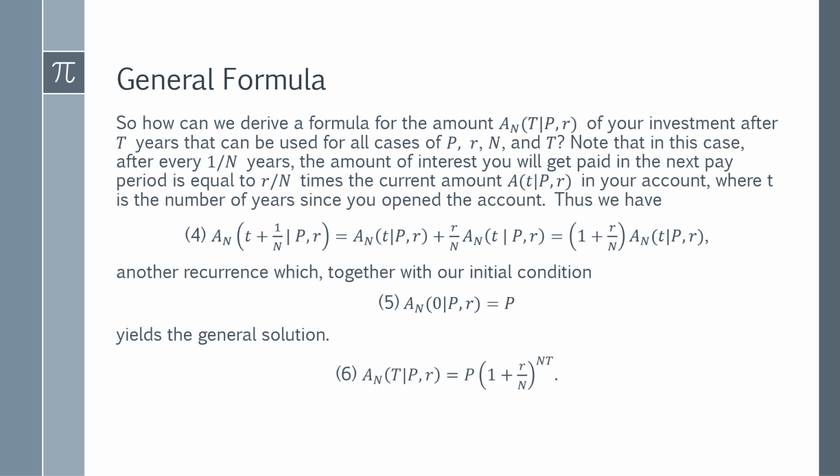Thus, we have equation 4, which says A sub n of t plus 1 over n is equal to A sub n of t plus r over n times A sub n of t, which is 1 plus r over n times A sub n of t. Another recurrence, which together with our initial condition, given by equation 5, which says A sub n of 0 is equal to P, yields the solution by equation 6. It says A sub n of t is P times 1 plus r over n to the power n times t.